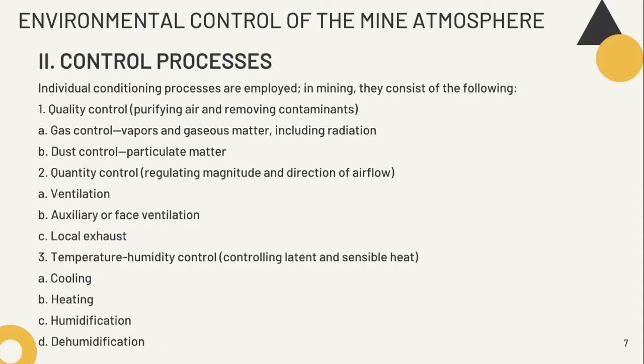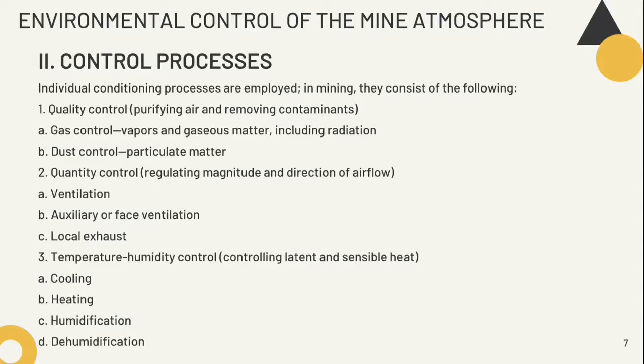Control and processes. Individual conditioning processes are employed. In mining, they consist of the following. Number 1. Quality control. Purifying air and removing contaminants. A. Gas control. Vapors and gaseous matter, including radiation. B. Dust control. Particulate matter. Number 2. Quantity control. Regulating magnitudes and directions of airflow. A. Ventilation. B. Auxiliary or face ventilation. C. Local exhaust.